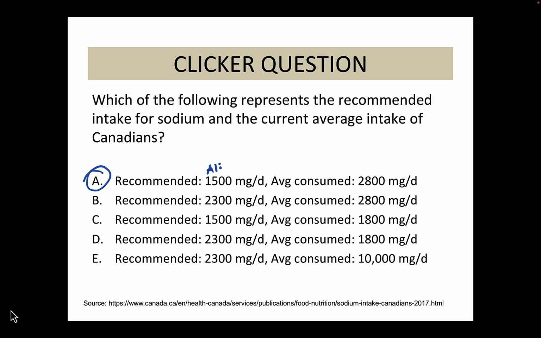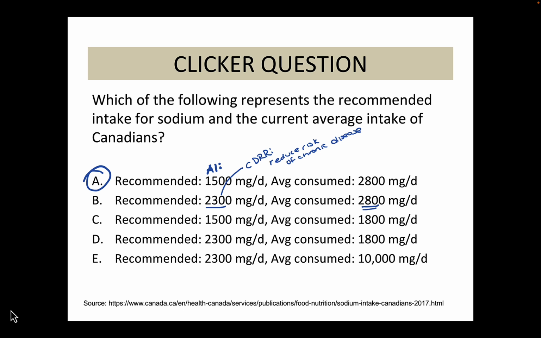Now, this other number, 2,300, is actually what we call the CDRR, or Chronic Disease Risk Reduction Value, which means that we should be consuming less than this amount to reduce our risk of chronic disease, like hypertension, cardiovascular disease. Now, as you can see, most Canadians are consuming substantially more than that. Even more exceptional when you think about this being the average, the 50th percentile. So there's people consuming much, much more than this.